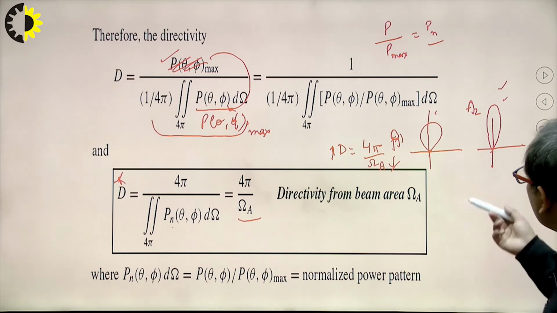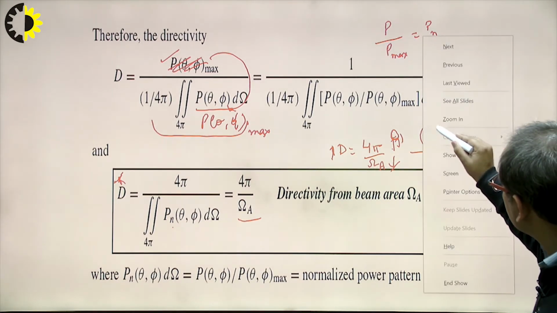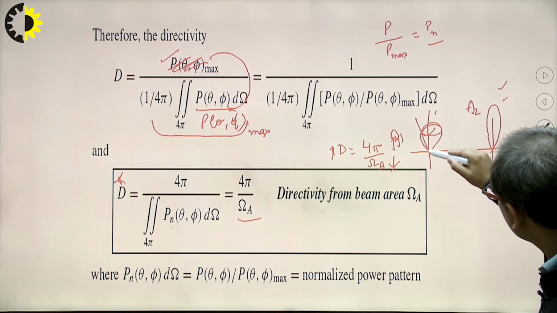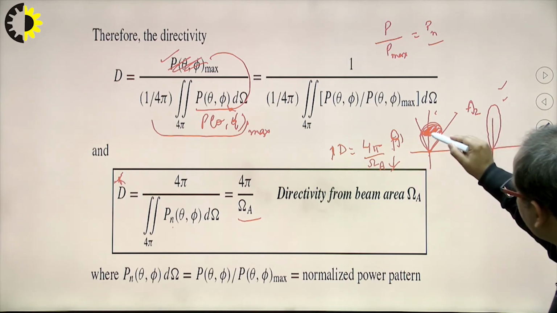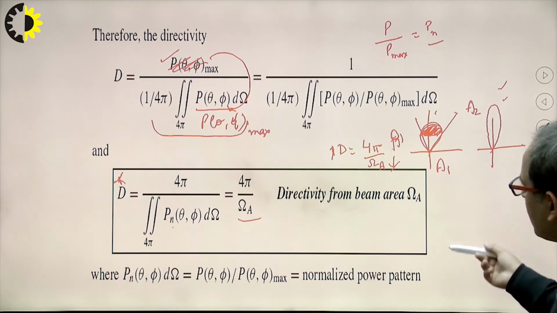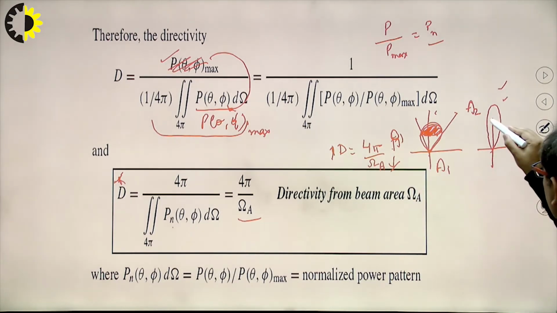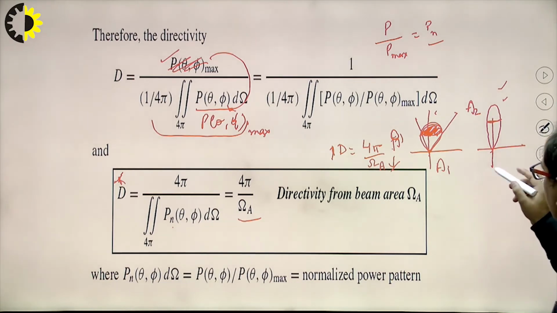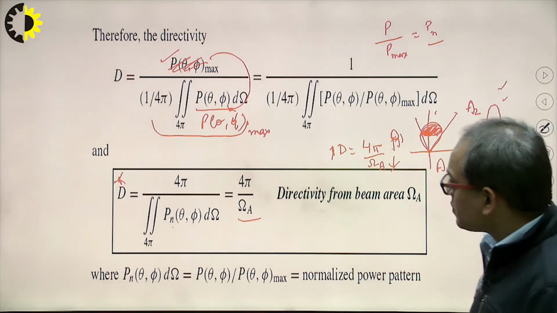Clear? And you can also see the beam area. This antenna has a beam area like this one. So the beam area of antenna 1 is higher, and when the beam area is higher, directivity will be lower. Here the beam area is lesser, which means its directivity will be higher. Clear?